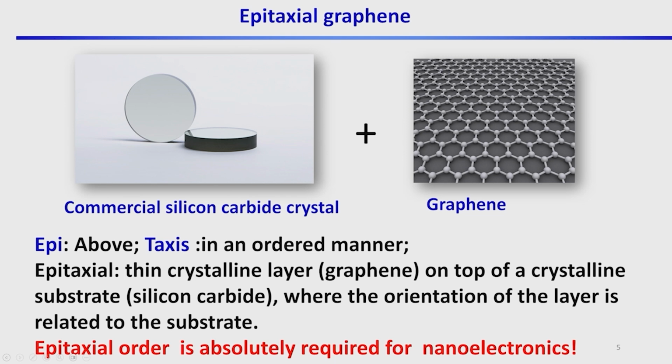What I'm interested in is epitaxial graphene. Let me look at the word: epitaxial comes from epi, meaning above, and taxis, meaning in an ordered manner. I was looking to make electronic material. If you put graphene on silicon carbide and it's ordered, it's epitaxial, then you know where every atom is. If you want an electronic material, it's essential to have this kind of graphene. If you don't know where the atoms are, you cannot nanopattern it. So this is really critical. That's why at the bottom you see that epitaxial order is absolutely required for nanoelectronics. You cannot do it with just Scotch tape put on something. You will not have material you can pattern to make electronics.